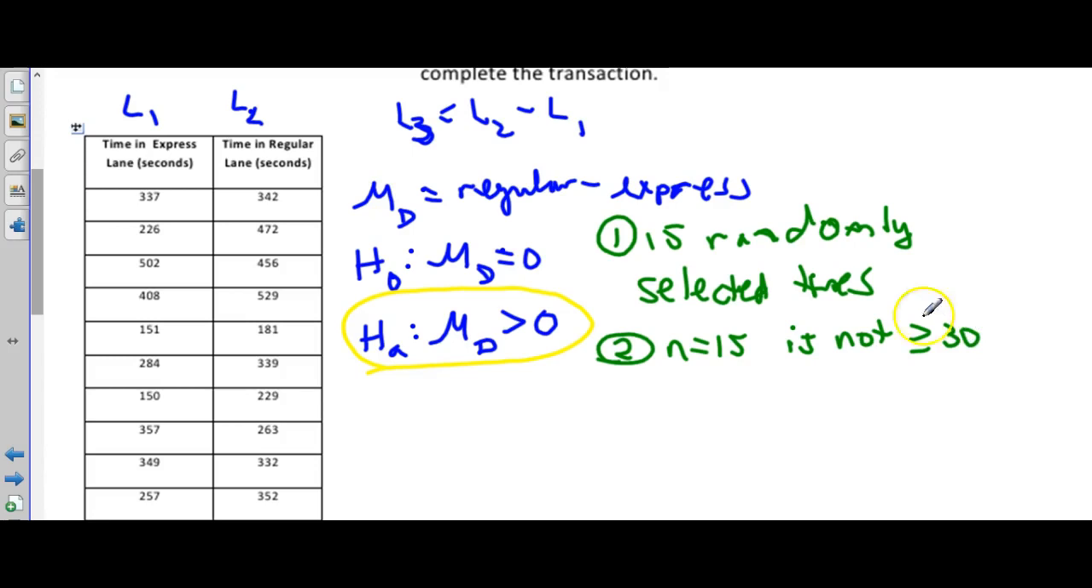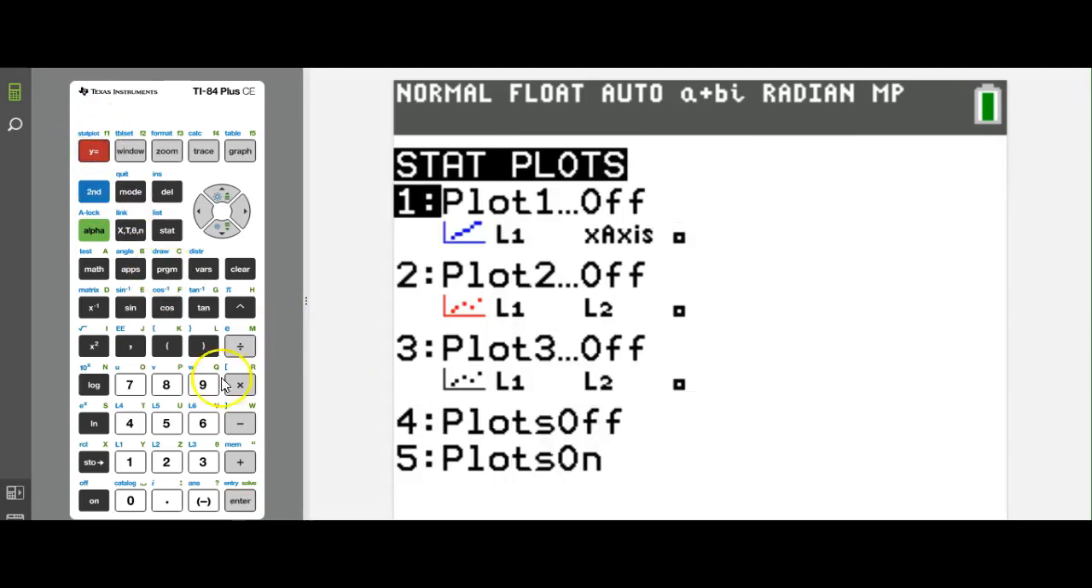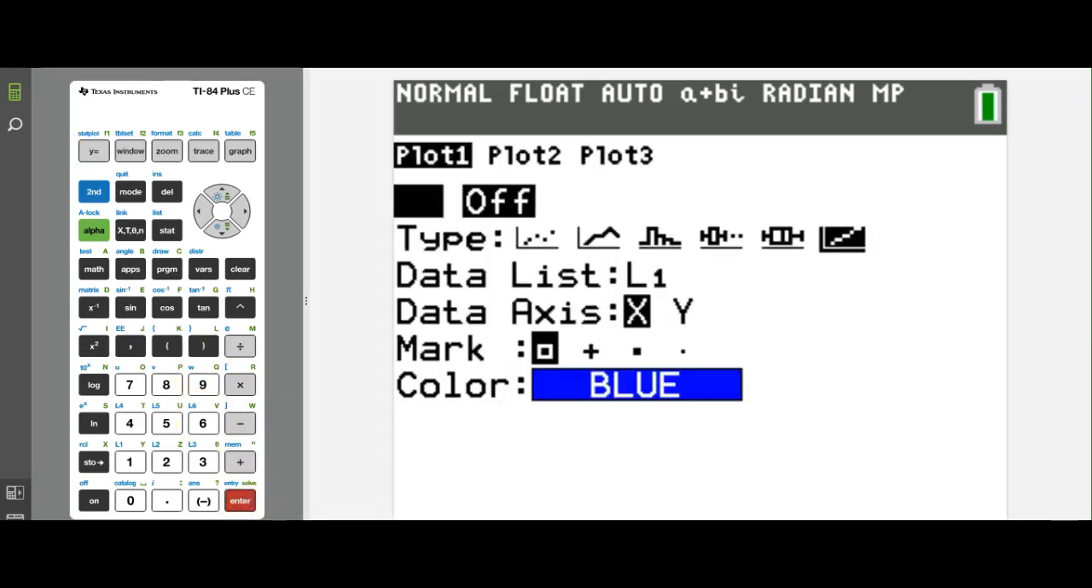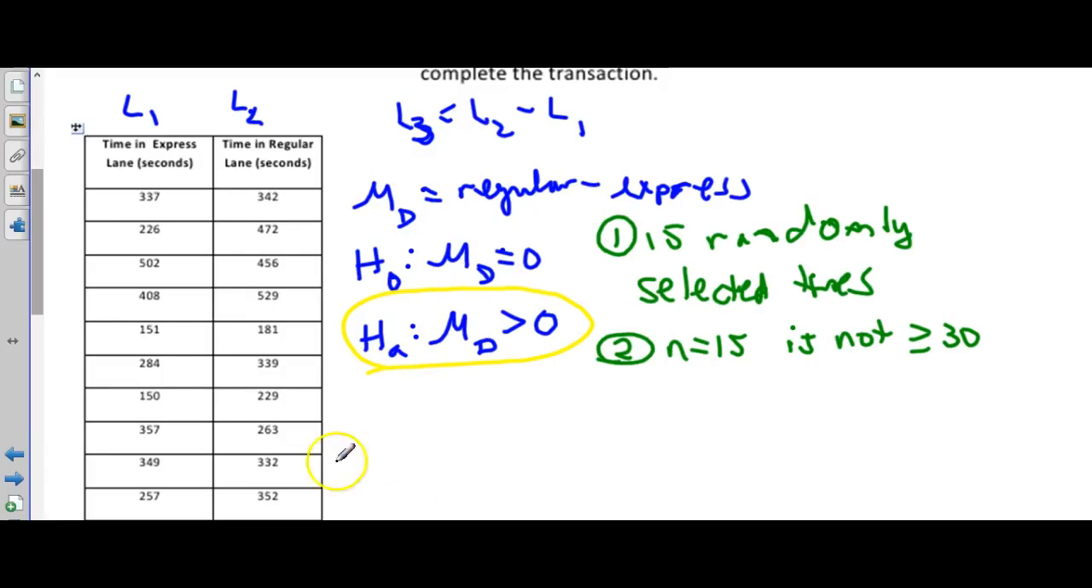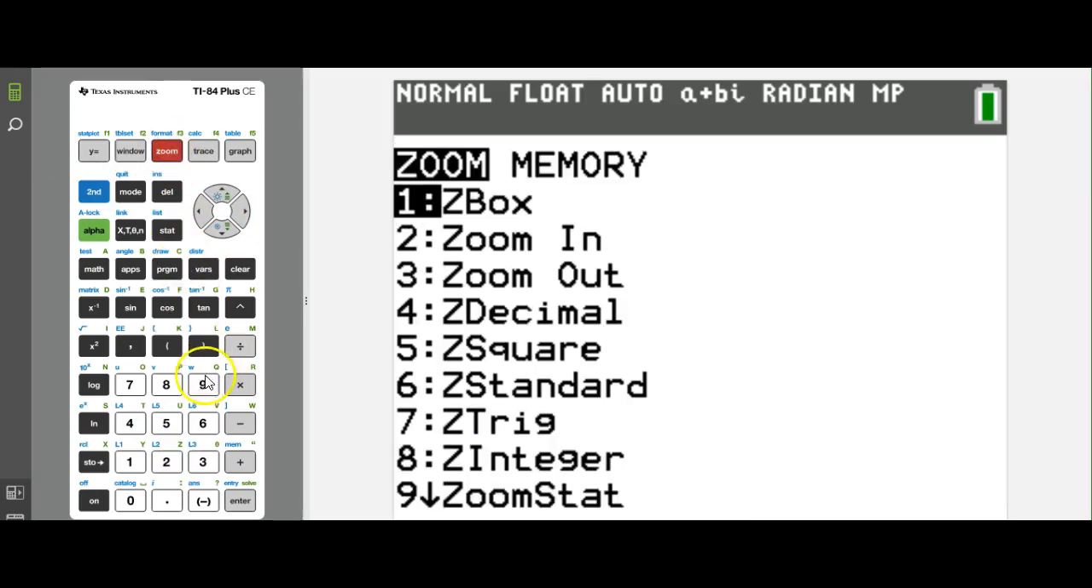So here's what we're going to do. We're going to go back to the calculator, and we're going to go to second stat plot, and we're going to turn plot 1 on, and we're going to come down here and make sure we have a normal probability plot selected. So that's selected. And we want to choose list 3 because that's where our differences are located. And we're going to do zoom stat.